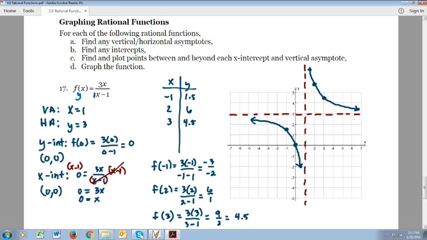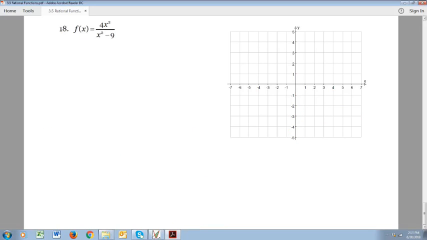All right, let's move on to number 18. And actually, this is our last one here. If you want, you can try this one. It's a little bit different because we're going to have 2 asymptotes here. So you might try doing what you can and then stop, or once you've tried what you could, or if you finish it, then you can watch the video.